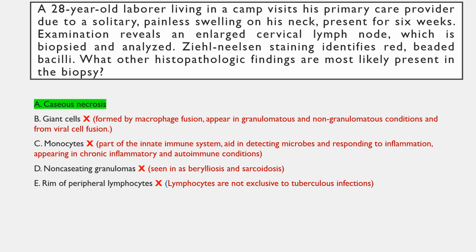Option E is incorrect, as all chronic inflammatory reactions involve cells of the adaptive immune system, and the presence of lymphocytes is not a definitive characteristic of a tuberculous infection.